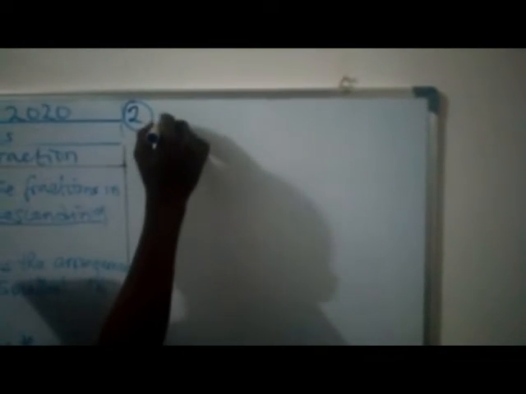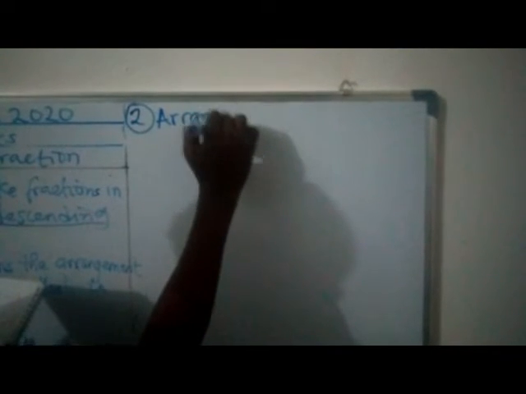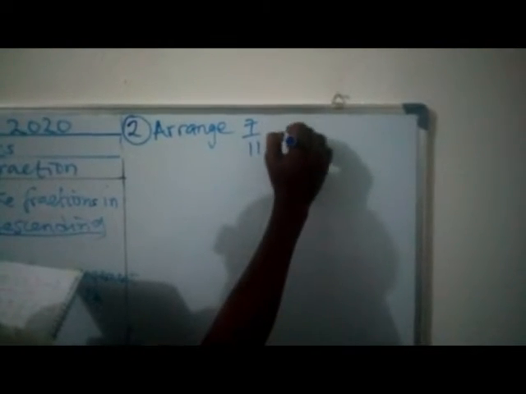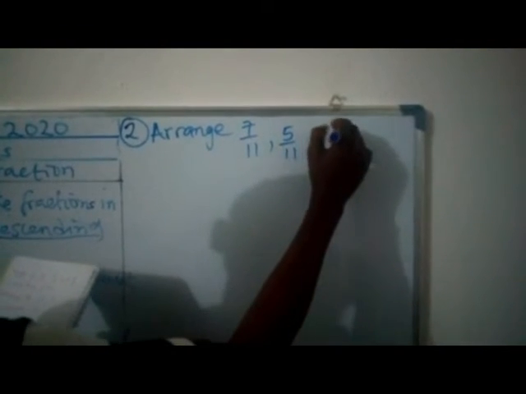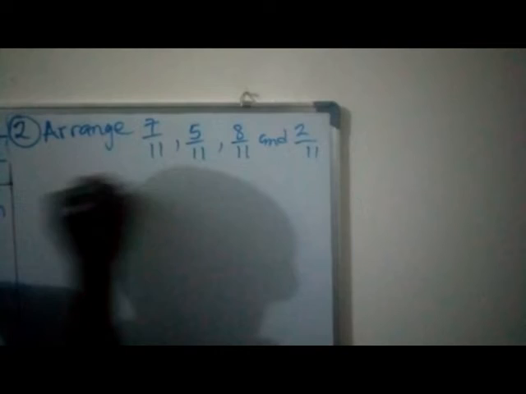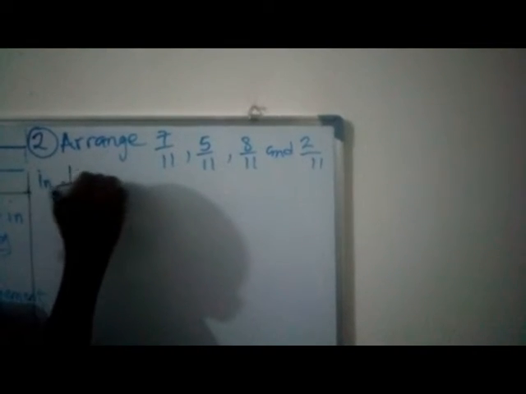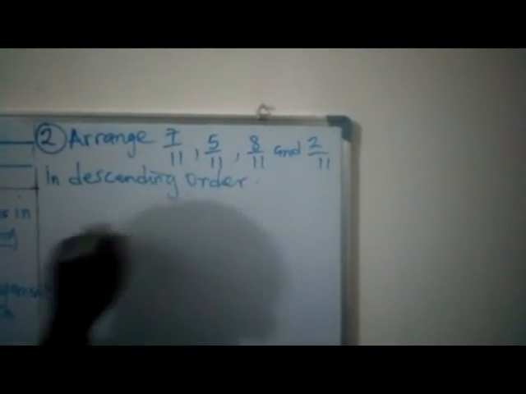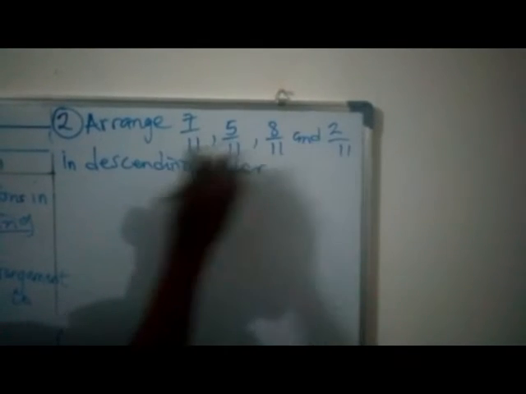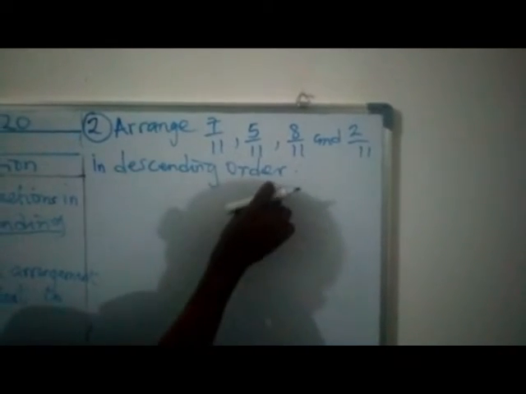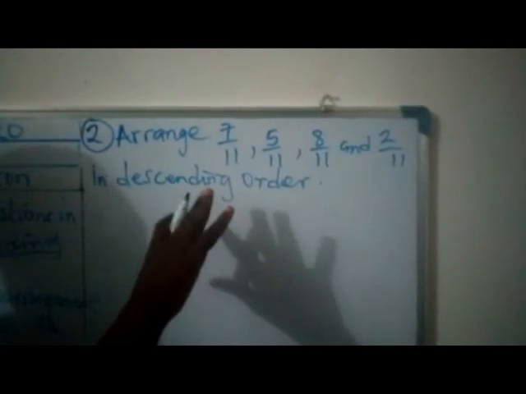So we're going to take the last example for today. That's example 2. Arrange 7 over 11, comma, 5 over 11, comma, 8 over 11, and 2 over 11 in descending order. So let's look at these fractions. They all have the same denominator, so they are like fractions, and we are arranging them in descending order. It means we are arranging from the biggest to the smallest.